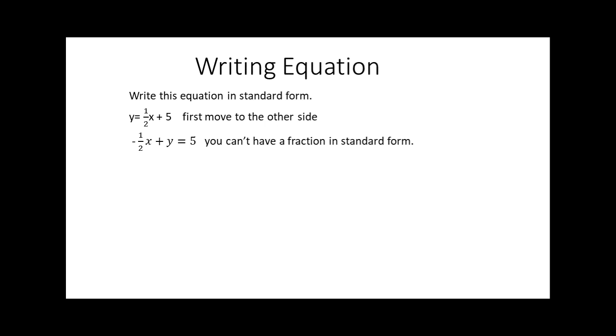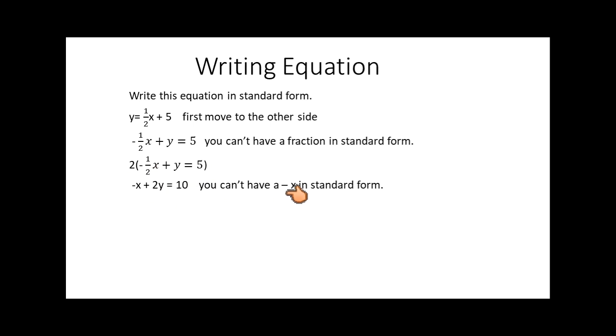Now, like I said before, we can't have fractions with standard form. So our denominator is 2 with our fraction, so we're going to multiply by 2. So we multiply 2 by everything. So 2 times -1/2 x plus 2 times y equals 5 times 2. So 2 times -1/2 x, we get -x. The 2's cancel, and you're left with -1x plus 2 times y is 2y equals 2 times 5 is 10.